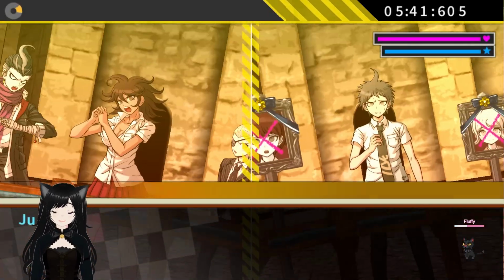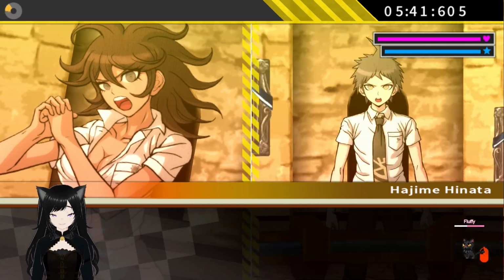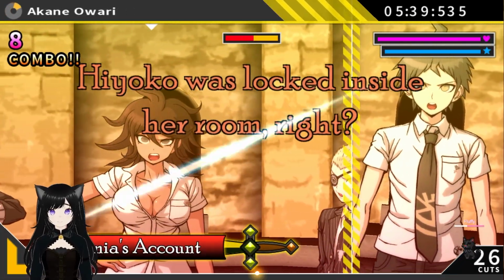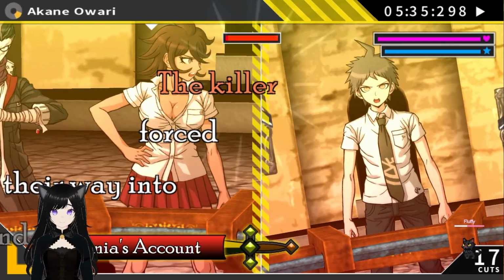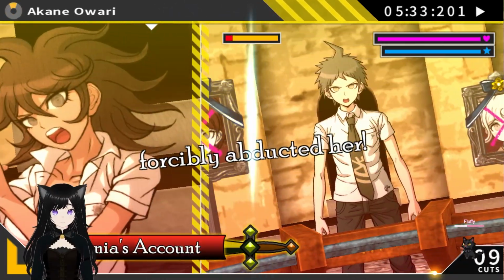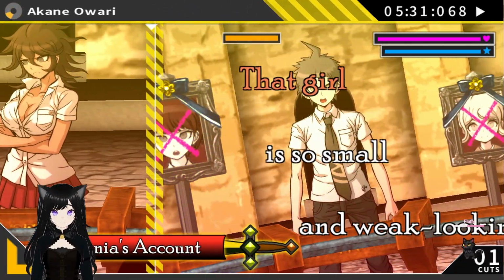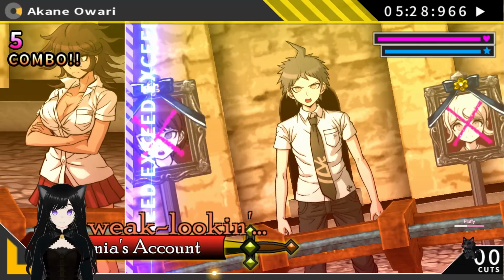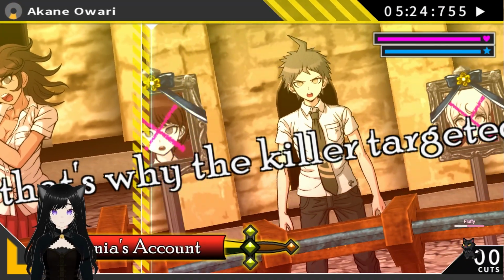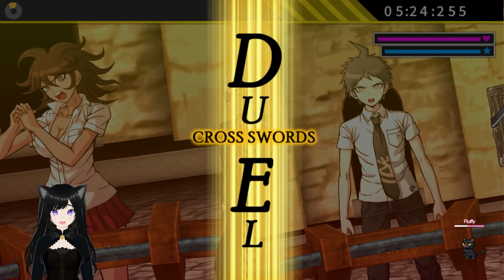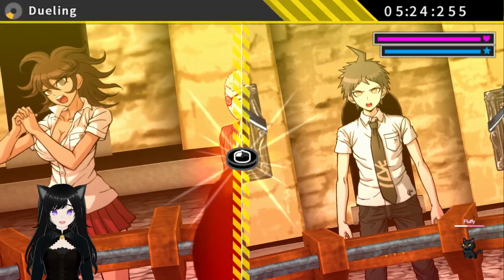Oh, I didn't know that was a thing. Okay. Hyoko was locked inside her room, right? She definitely got abducted or something. The killer forced their way into Hyoko's room and forcibly abducted her. The girl is so small and weak looking. And that's why the killer targeted her. I can't back down! Alright, we got it. We gotta do this.